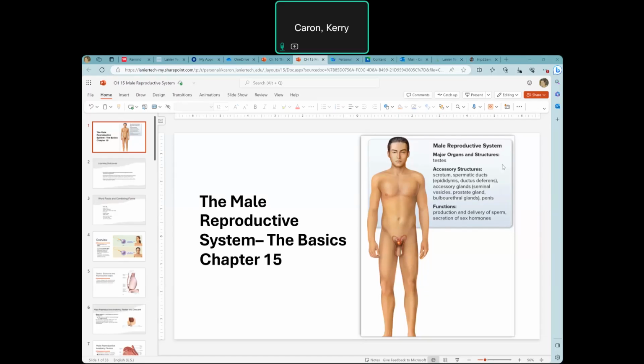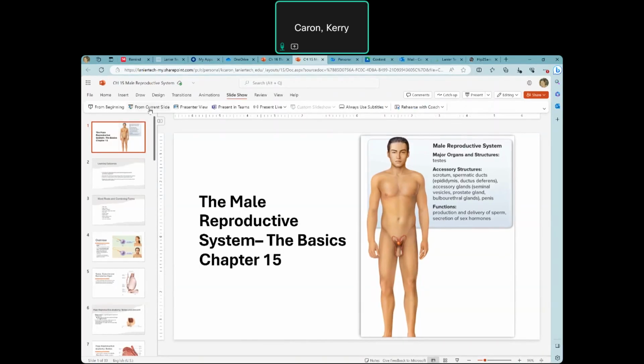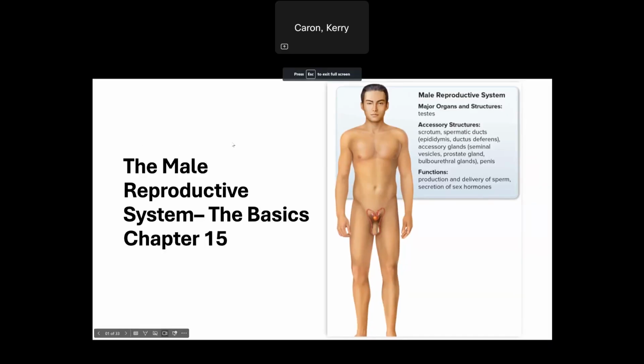Okay, this is ALHS 1011, and I'm going to start this slideshow. This is the last module. It is the male and female reproductive systems. Okay. This is the male reproductive system.